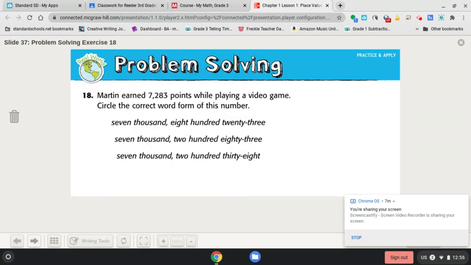Next problem. Martin earned 7,283 points while playing a video game. Circle the correct word form of this number. So basically, you could pause it and write this number down. Which word form represents 7,283? This reads 7,823. Nope. 7,283 right there. Okay.